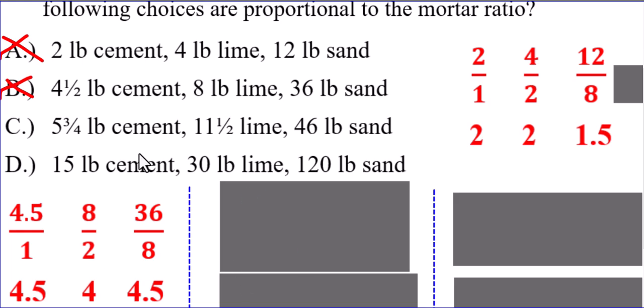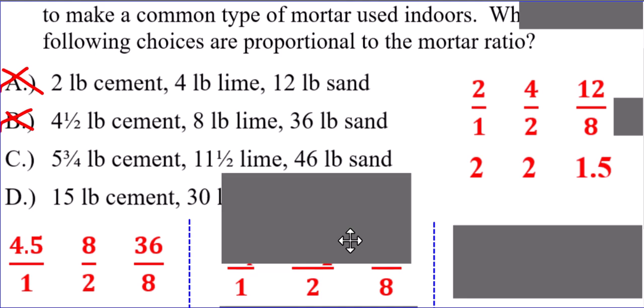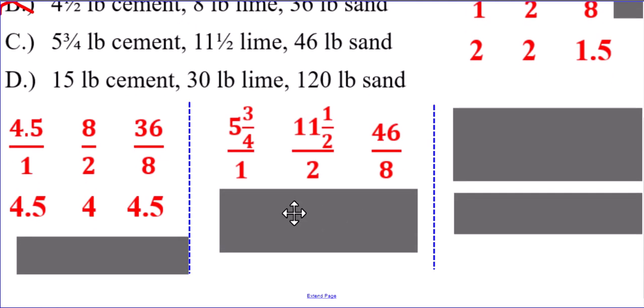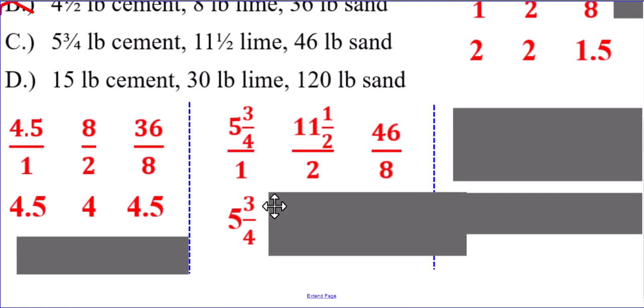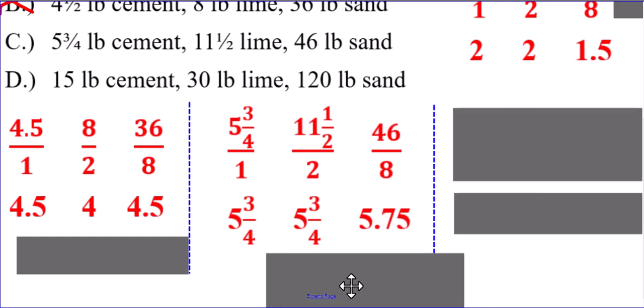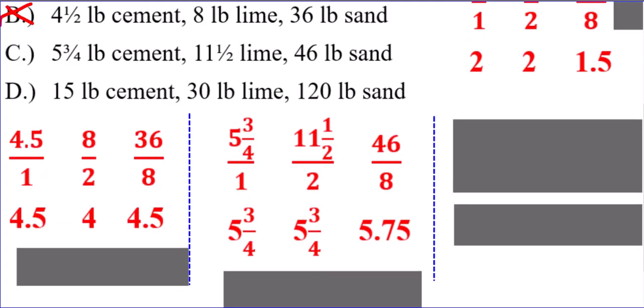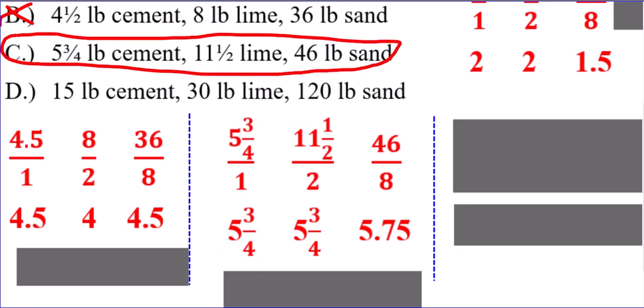What about choice C? Again, my denominators are 1, 2, and 8. My numerators are 5 3/4, 11.5, and 46. Let's divide. 5.75 or 5 3/4, 5 3/4 again, and 5.75. 0.75 is the same as 3/4. Same thing. So all three of these are the same. Choice C works.